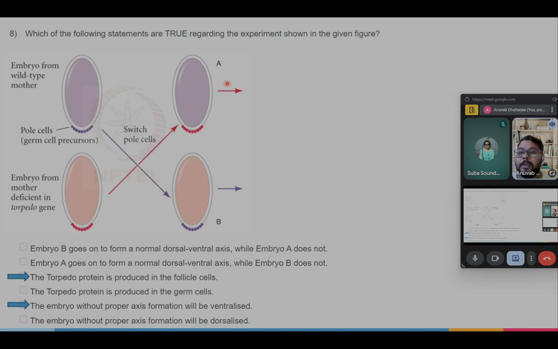Which of the following statements are true regarding the experiment? The correct options are: the torpedo protein is produced in the follicle cells, yes, and the embryo without proper axis formation will be ventralized. We will see how this happens in the next one. Is this fine?